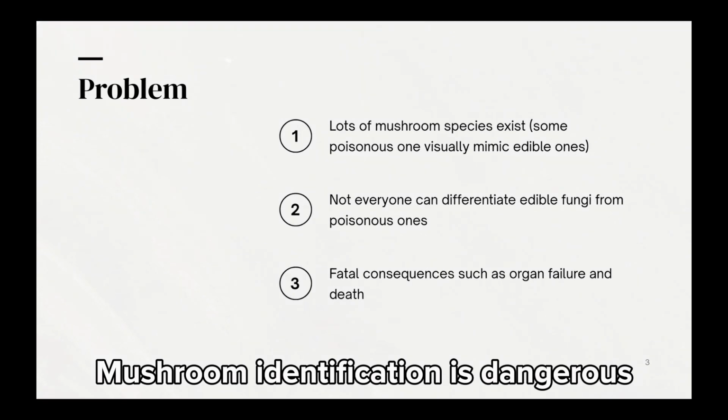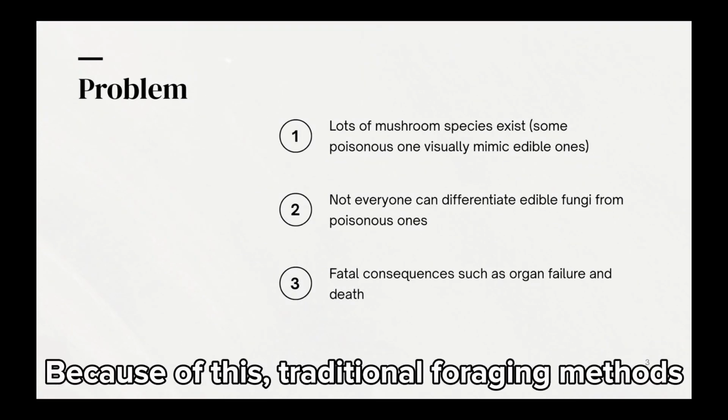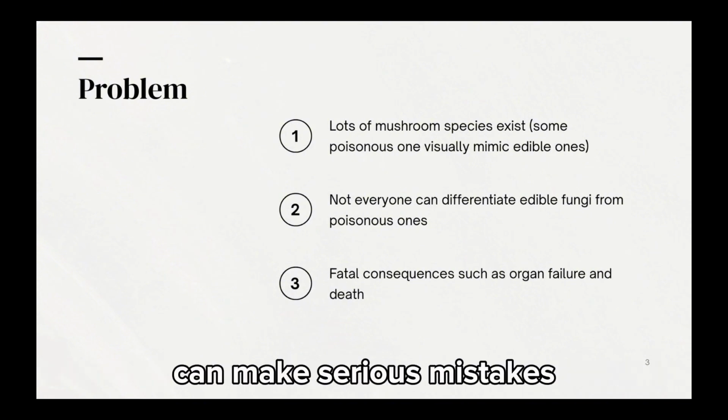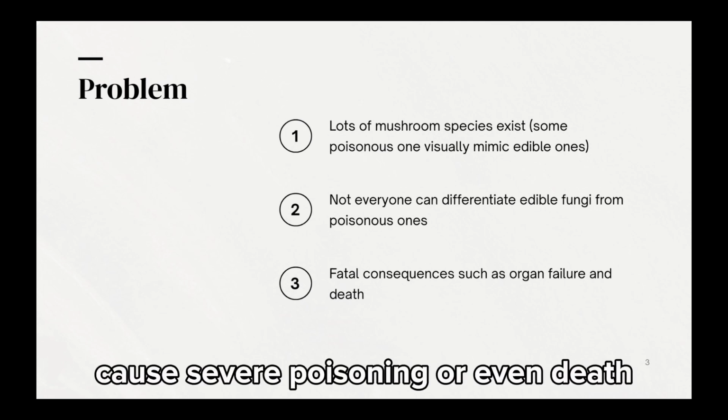Mushroom identification is dangerous because many poisonous mushrooms look very similar to edible ones. Because of this, traditional foraging methods are unreliable and even experienced foragers can make serious mistakes. Eating a poisonous mushroom can cause severe poisoning or even death.